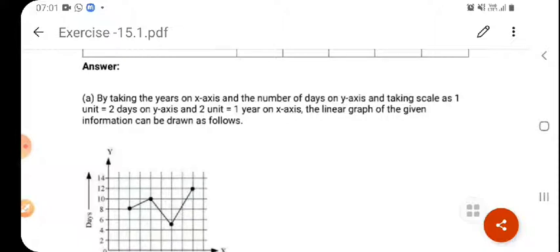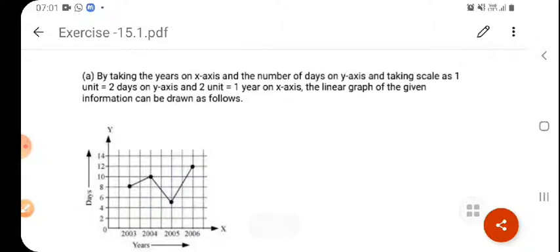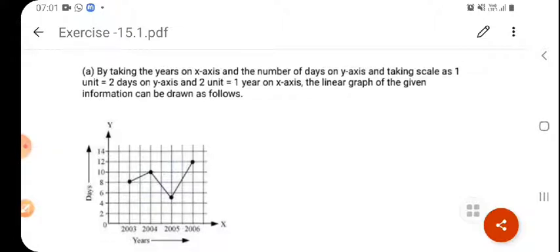Take the graph paper and plot the graphs of all these chapter 15 graph questions. The graph will be made on the graph paper. So you have to take the scale: 1 unit is equal to 2 days, and on the y-axis 2 units is equal to 1 year.